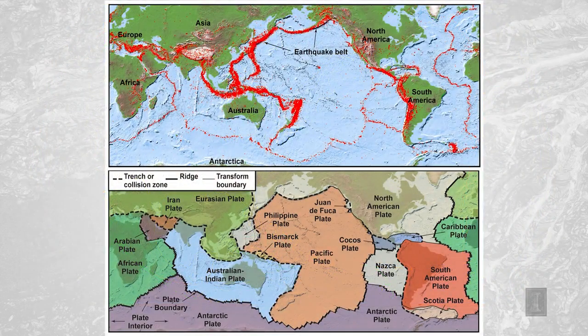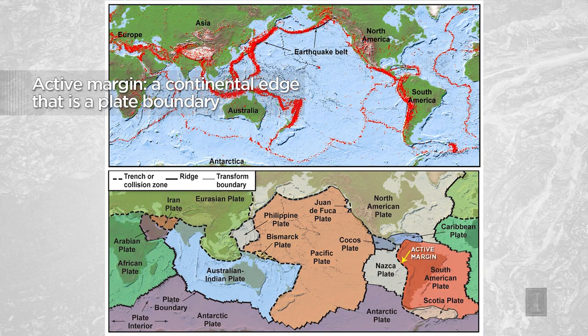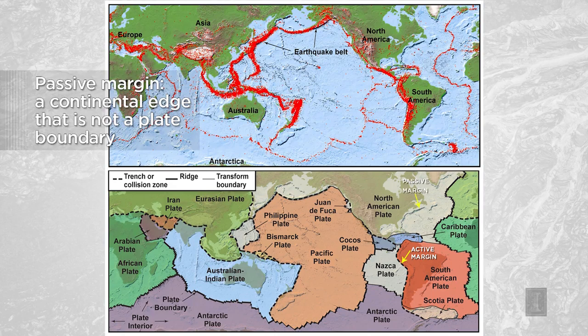Note that some plate boundaries are out in the middle of the ocean floor, some plate boundaries are along the edge of the ocean basins, and some plate boundaries are along the edge or the coastline of a continent. But note that not all continental coasts are plate boundaries. So geologists make a distinction between those continental coasts that are plate boundaries, called active margins, and those continental coasts that are not plate boundaries, called passive margins.